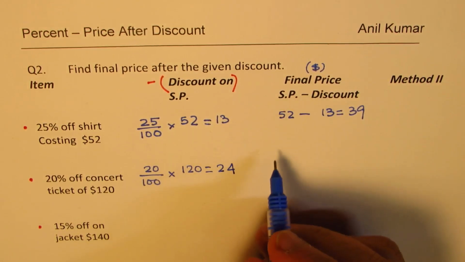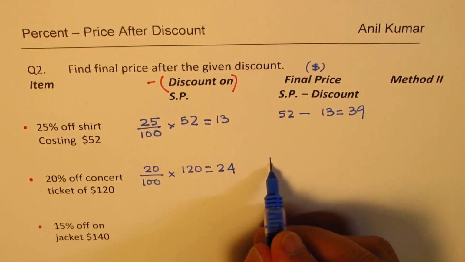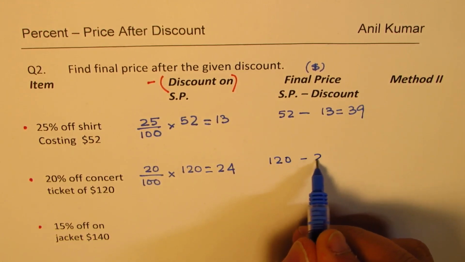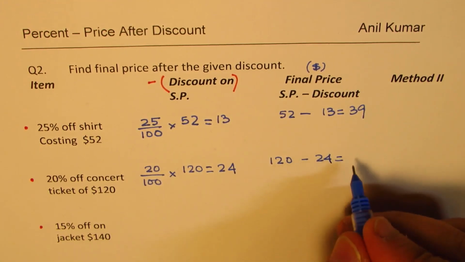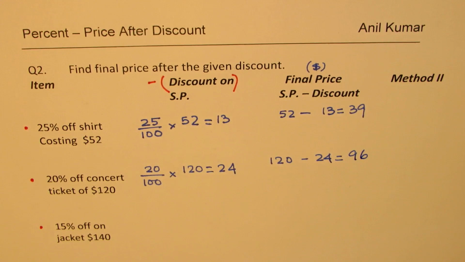And now here, final price should be how much? From $120, we have to take away 24, correct? So if you take away 20, you get 100. 4 more means 96. Is that correct? Right.